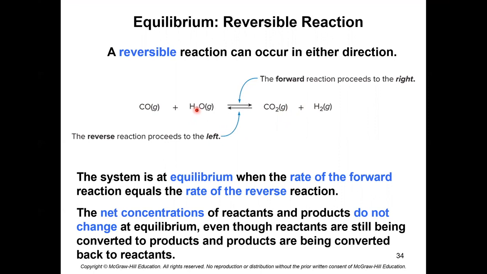So when a system is at equilibrium, this means that the rate of the forward reaction, meaning the rate at which you are making products, is equal to the rate at which you are making reactants. So when you reach this state, the net concentrations of either reactants or products are not going to change. However, you are still having reactants being converted to products still being converted to reactants. It's just that since the rate is the same, you will not see a change in the net concentrations of either.